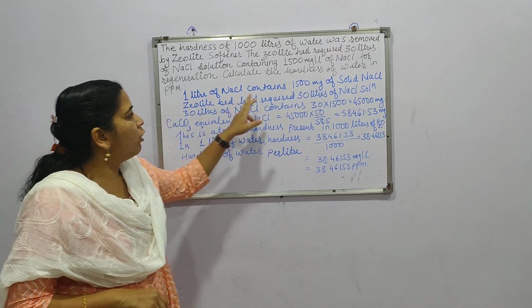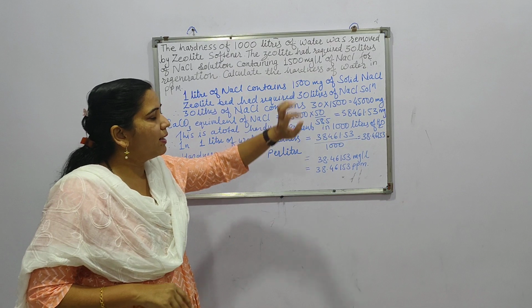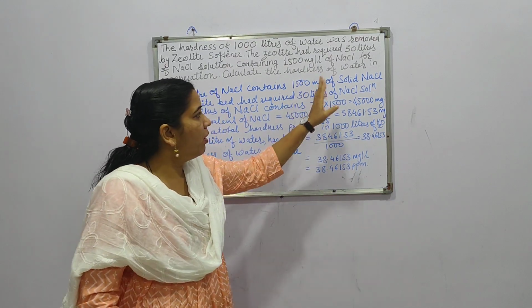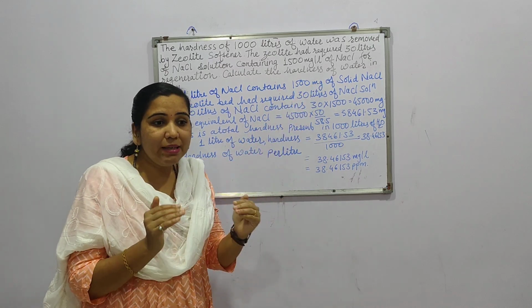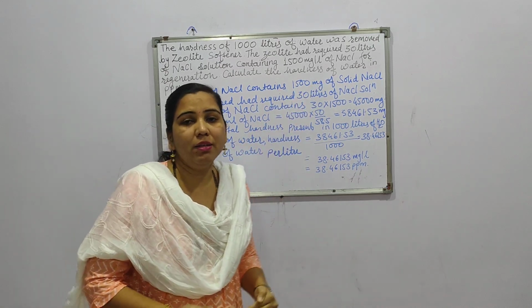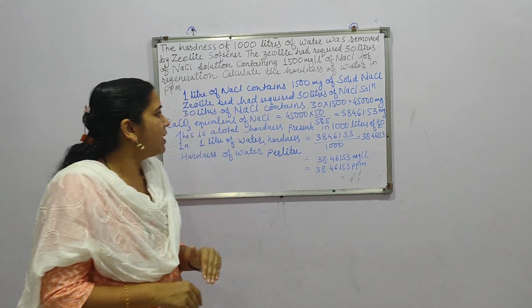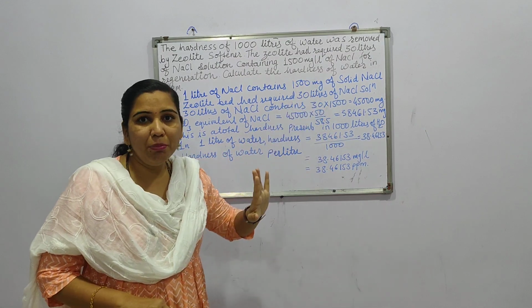Okay, from this problem, 1 liter of NaCl solution contains 1500 milligrams of NaCl, because it is given per liter. So 1500 milligrams of solid NaCl has been required, that is 1.5 gram.